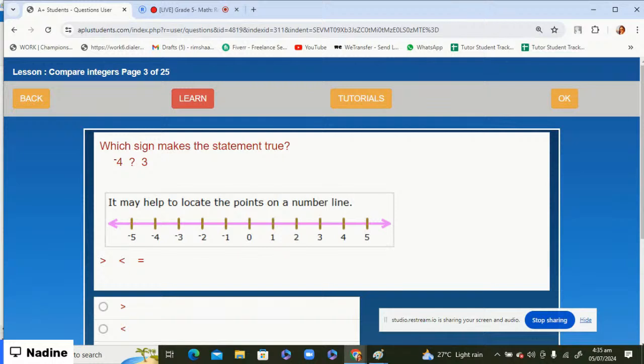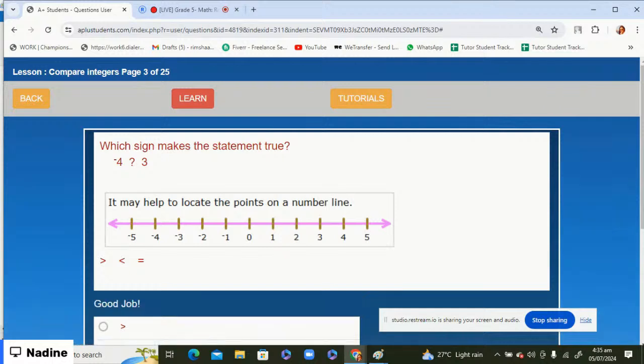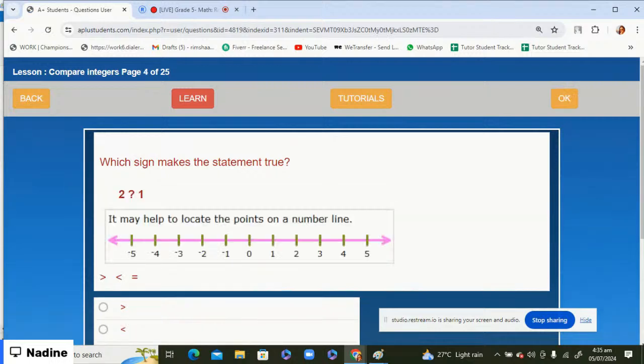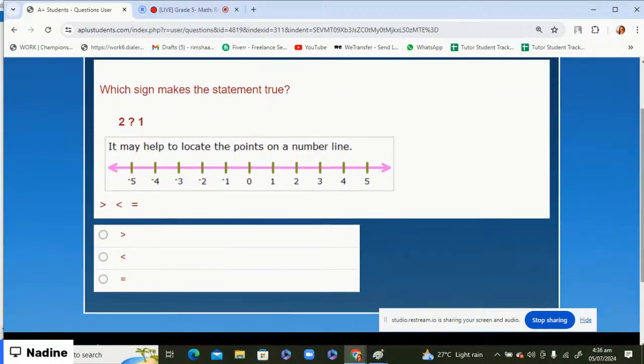Which sign makes the statement true? Minus 4 and 3. When we see only the number, 4 is greater than 3. But with the negative sign, minus 4 is less than 3. Okay. Which sign makes the statement true? 2 and 1. These both are positive, so the greater one is greater. 2 is greater as compared to 1.